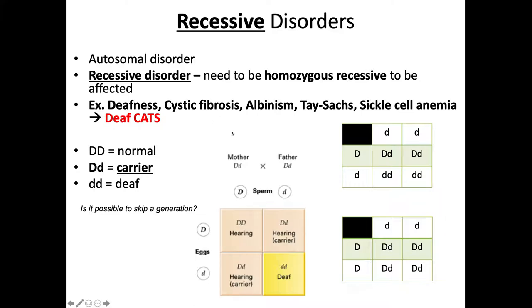Okay. So these recessive disorders are on the autosomal chromosomes, okay? You guys remember what autosomes are? Those are the chromosomes that are not sex chromosomes. So these defective alleles are on these autosomal chromosomes. And with these recessive disorders, the individual needs to be homozygous recessive to be affected. That means that they need to have two recessive alleles, which are the two defective alleles, to express symptoms of that disorder.